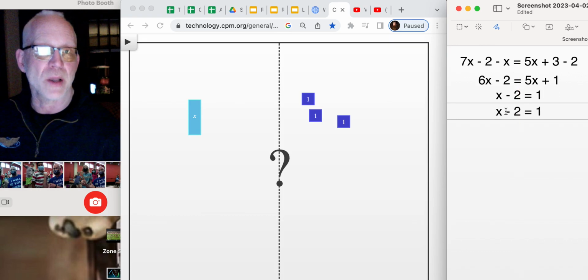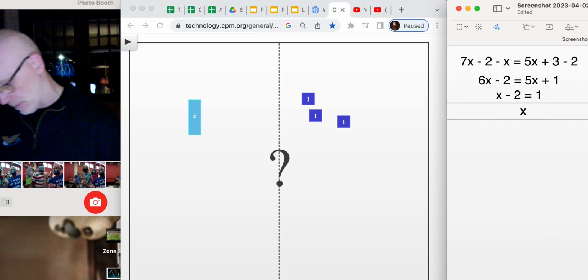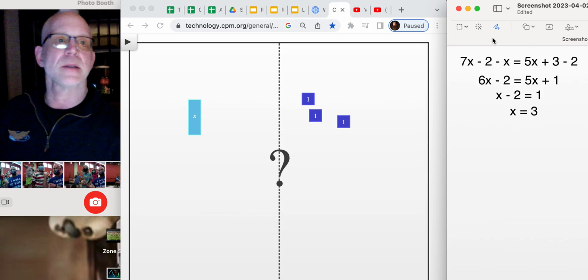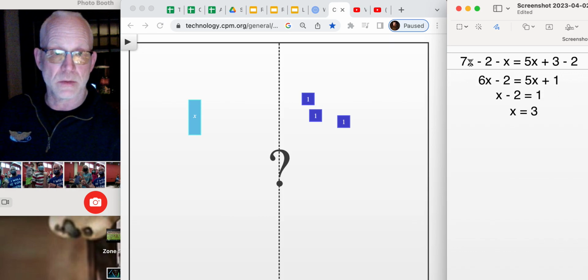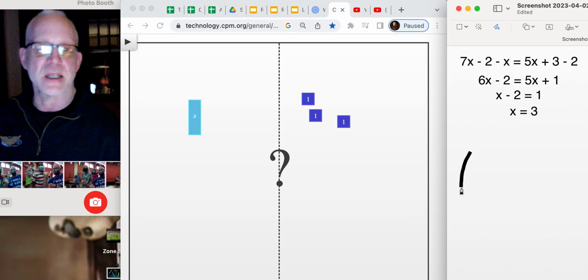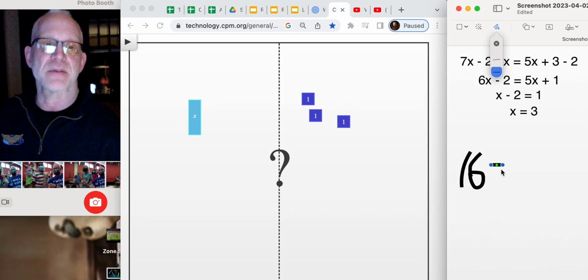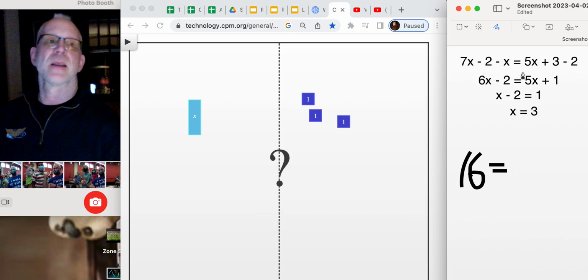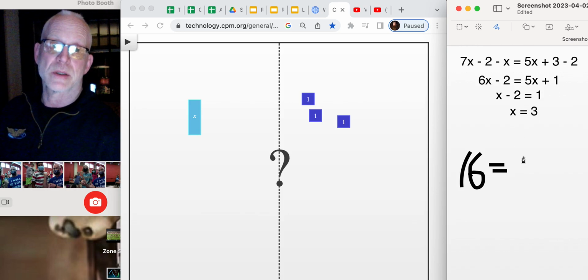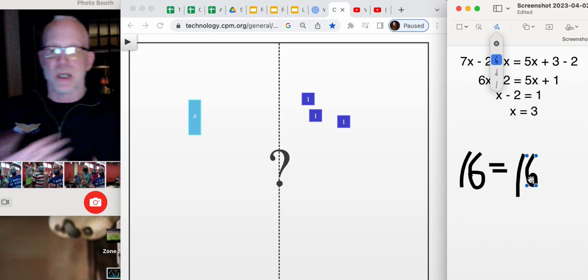So now we can plug 3 in and double check our solution. X equals 3. All right, so let's look at this equation up here and say 7 times 3 is 21. 21 subtract 2 is 19. 19 subtract 3, that's what x is, 16. So on the left side of the equation, we have 16. What about the right side? 5 times 3, 15. Plus 3, 18. Subtract 2, 16. So 3 works as a solution because we have 16 on each side.